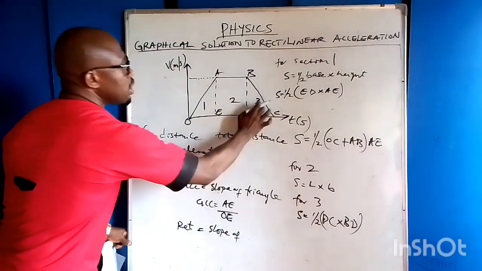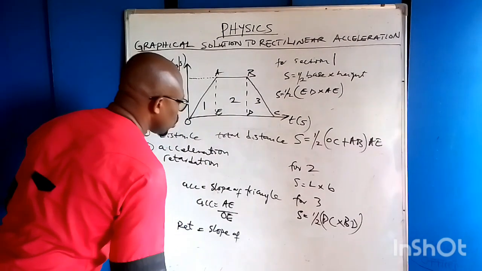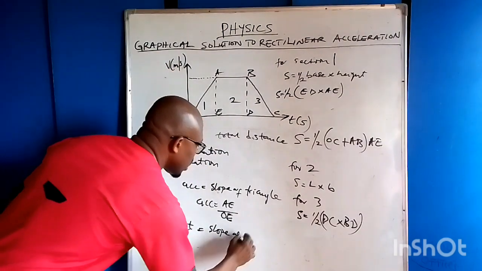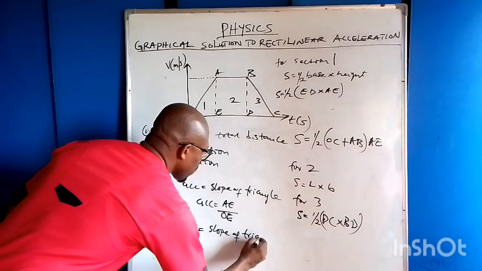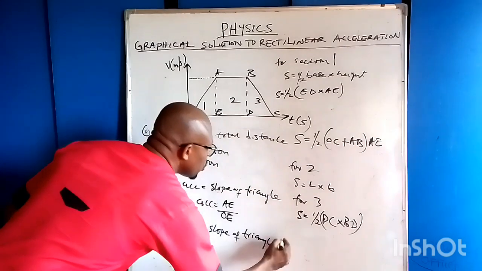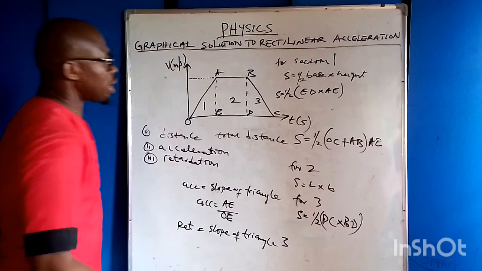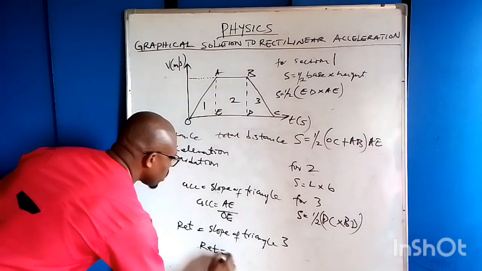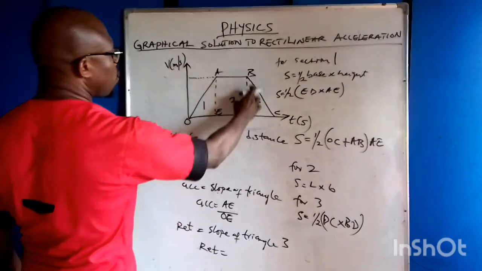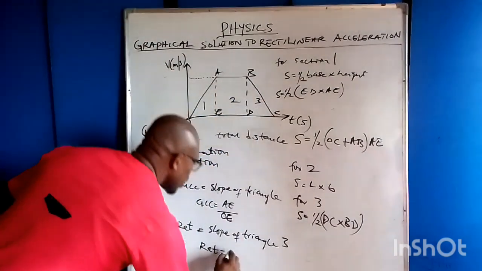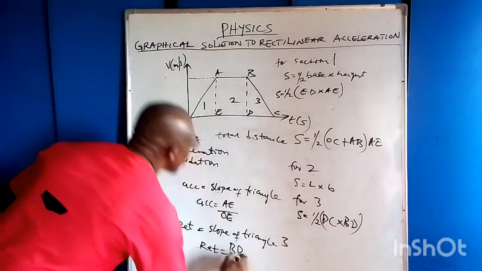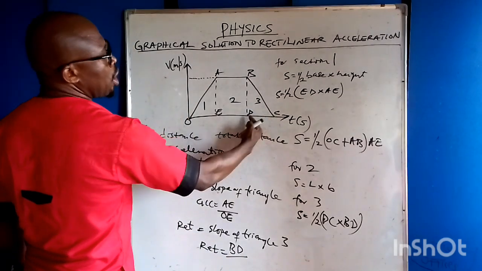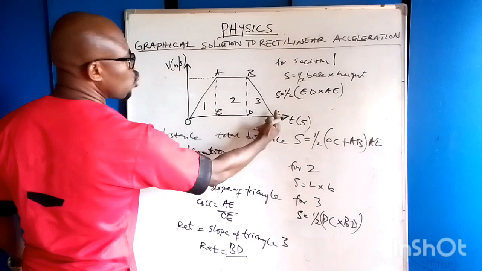Now for the retardation, we have the slope of this triangle here, the second triangle, this triangle number 3. So retardation is equal to the slope. Now we have BD all over what you have here minus what you have here.